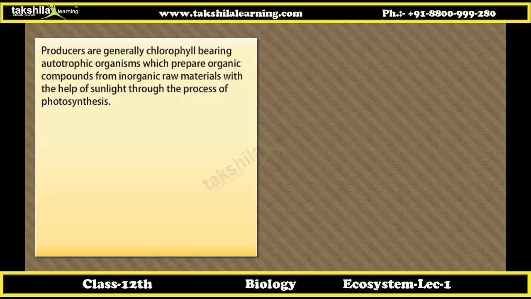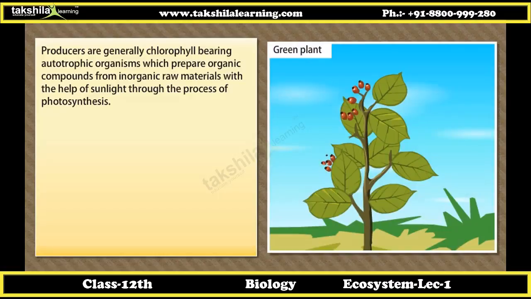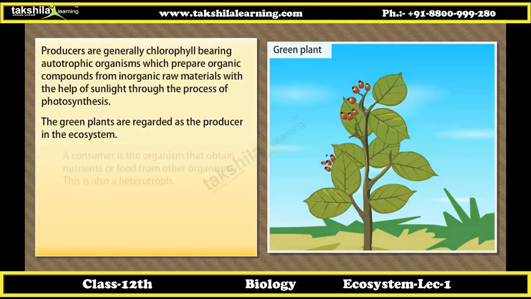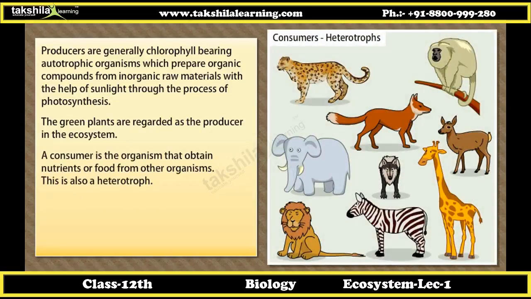Energy flow. Producers are generally chlorophyll-bearing autotrophic organisms which prepare organic compounds from inorganic raw materials with the help of sunlight through the process of photosynthesis. The green plants are regarded as the producer in the ecosystem. A consumer is the organism that obtains nutrients or food from other organisms. This is also a heterotroph. All the animals shown in the figure are consumers and so on.